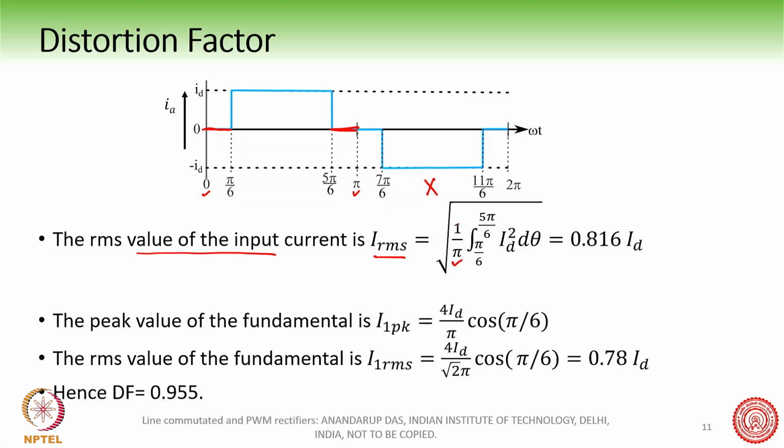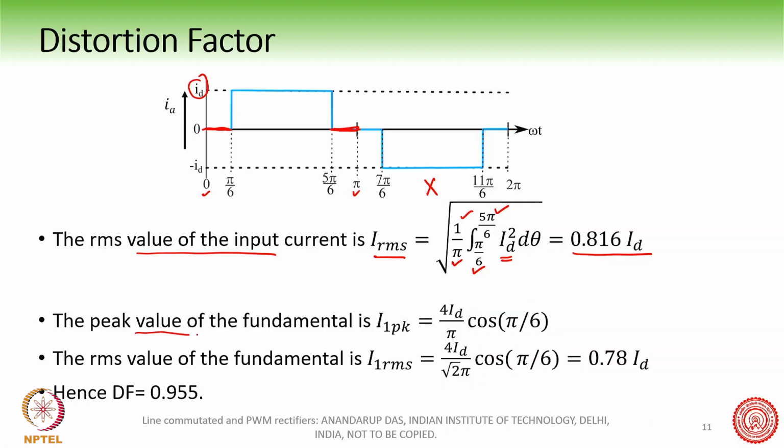Even within 0 to pi there is a 0 value at the ends, so we integrate from pi by 6 to 5 pi by 6. The magnitude here is Id, so we integrate Id square d theta. When you do this calculation, it comes out to be 0.816 Id. So this is the RMS value of the input current.